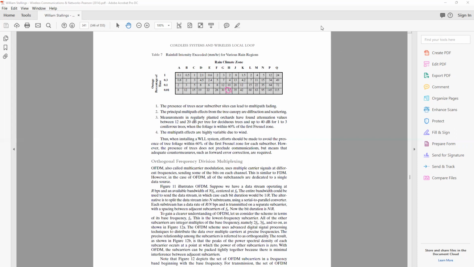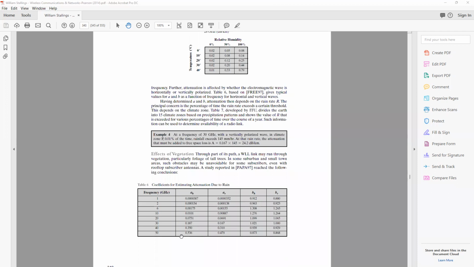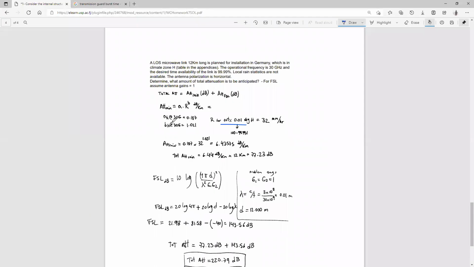Our A and B values are 0.187 and 1.021. So we have found the values for A, B, and R, right? That is what is given over here. That's how you determine the A value, the B value, and the rain rate values. Okay, this is from the tables.